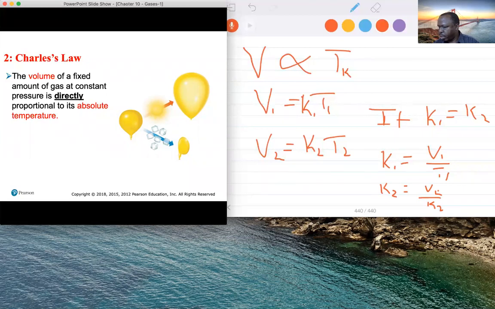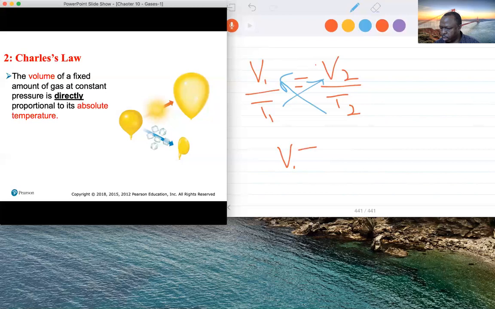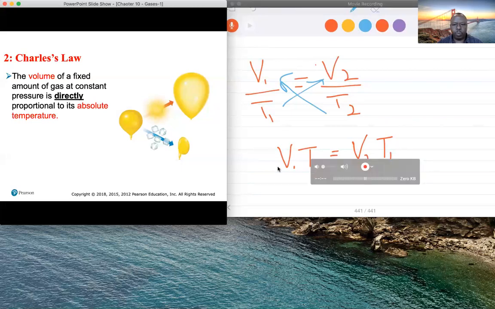With that, we can say V1 over T1 equals V2 over T2. I don't like when it is in this form. If you can handle it, that's fine. I like to just multiply across to give me, this is Charles' law, V1 T2 equals V2 T1. They are commutative, by the way. What do I mean by that? It doesn't really matter whether you start with T2 V1, they are the same thing.